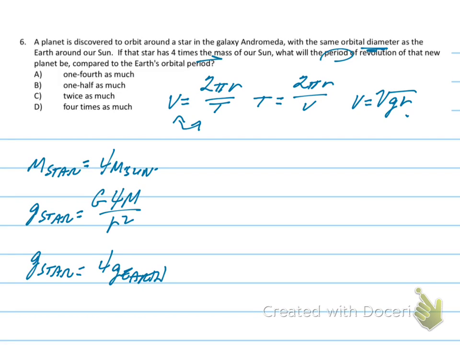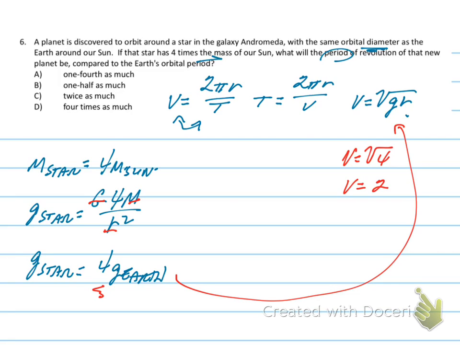Reason being, big G is not changing, the orbital diameter is not changing, and the mass has gone up by a factor of 4. So the only factor that's changing here is this 4. All right, so we have g of the star is 4g of the Earth. We can now plug this in over here to get the velocity. Velocity is the square root of 4, or the velocity is going to be equal to 2.